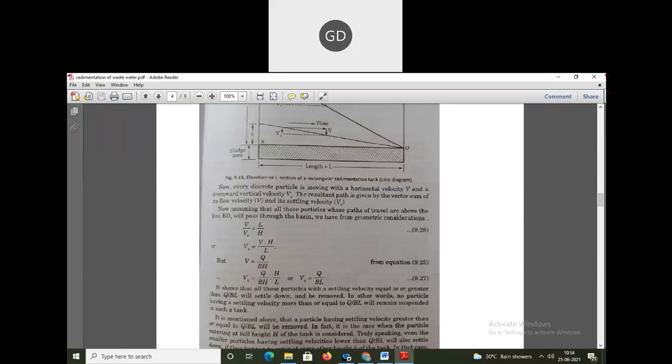This is another formula that you have to remember. If you are talking about a settling velocity, then for settling velocity you have to remember the formula Q by BL. So this one is another formula that you have to remember. This is in case of a settling velocity.